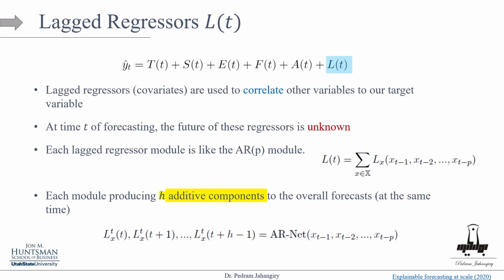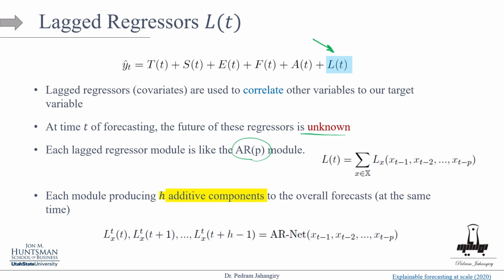Okay, so the next component is our lagged regressor. Lagged regressors are basically used to correlate other variables to our target variable. And as we said earlier, at the time of forecasting, the future of these regressors is unknown. And we don't need to know that because when we're doing H step ahead forecasting, we're going to use the historical data and make those predictions at the same time for the future H steps. So we don't need to know the future values of these lag regressors. And each of these lag regressors is basically an AR-p model, right?